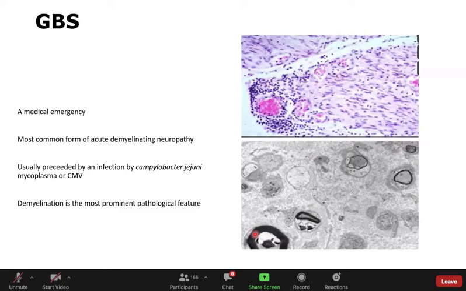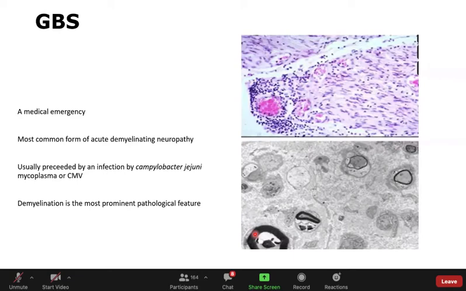Now, if you do a CSF study on this patient, it will show elevations of protein, sometimes very pronounced, without significant cellularity. That's a very important point to make. So there is increased protein in the CSF, but without the cells. In clinical chemistry, they have a name for that. They call it the albuminocytologic dissociation. You don't need to know it, but just for your information.